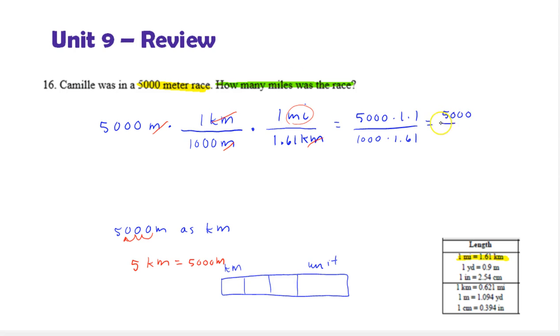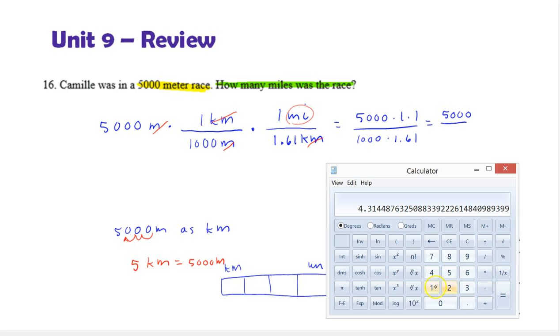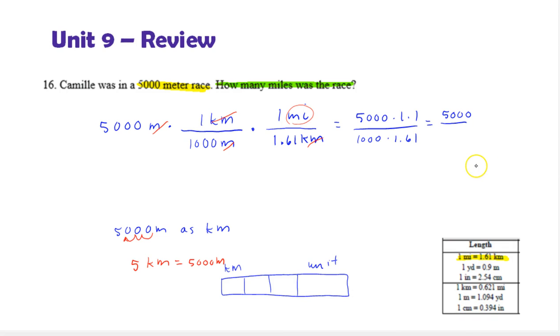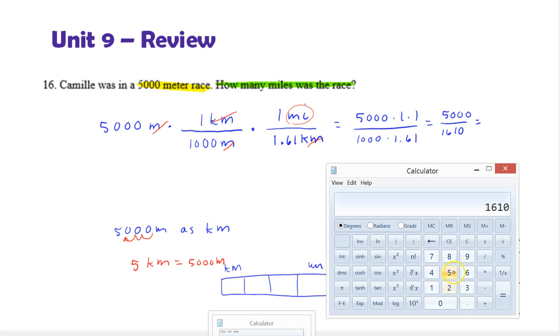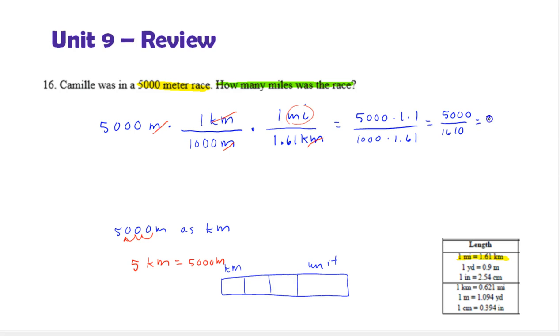So this is just times 1, so that's 5,000. This is going to move the decimal 3 places to the right, but let's just double check that on the calculator to remind ourselves. So we have 1,610. Now we'll do this division and round. So 5,000 divided by 1,610 to 2 decimal places would be 3.11. To 2 decimal places, 3.11 miles. Let's box our final answer.